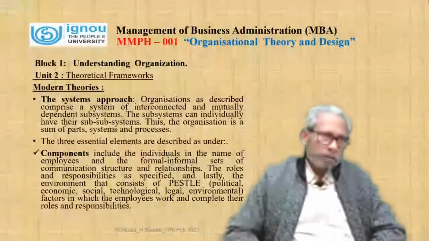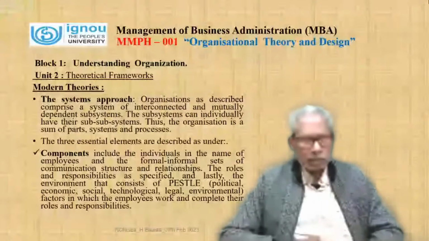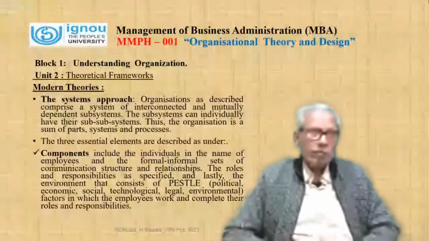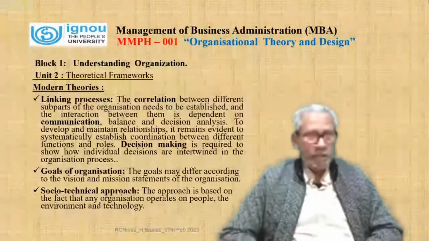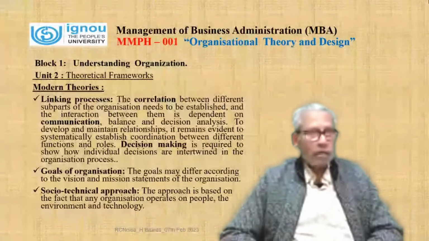Then your linking process, basically the correlations. I have highlighted some of the things in that linking process. There are correlations between the different subparts of the organizations, interactions between the independent parts, communications, and other tools. So the balance and relation analysis: if you are communicating rightly, then your relationship will also improve.